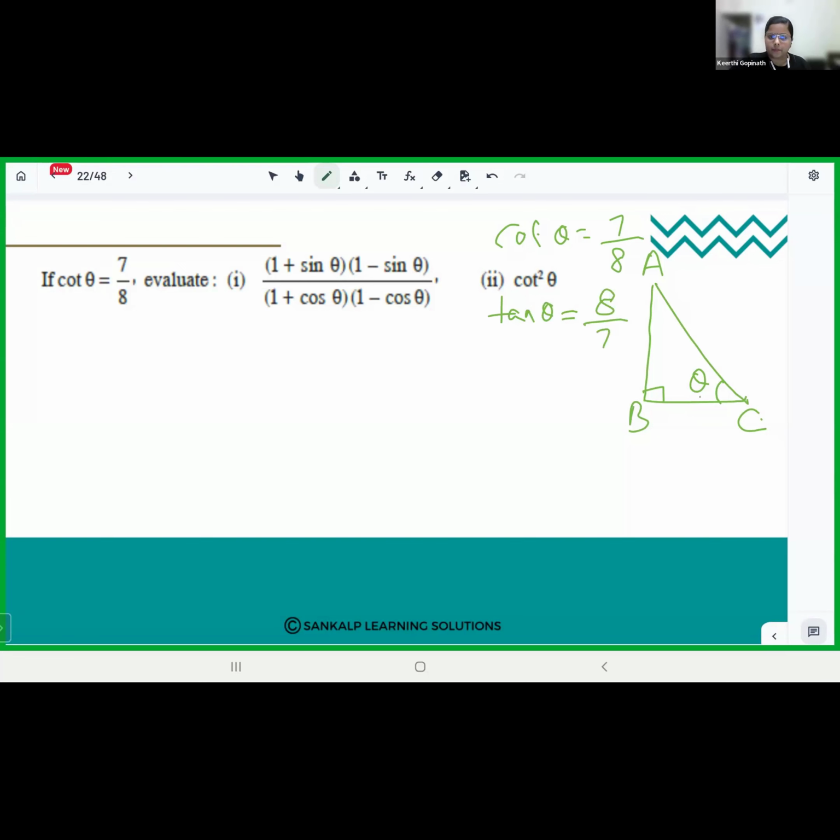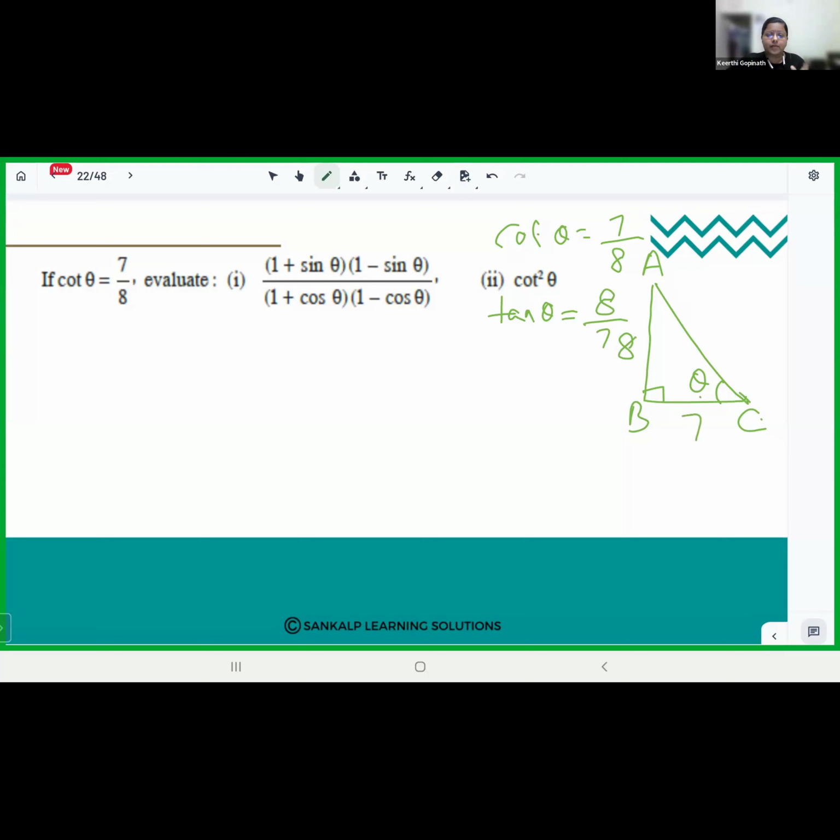Now this is our theta, isn't it? Angle C is given as theta. So what is the opposite side? Opposite side AB will become 8, and the adjacent, since tan theta is equal to opposite by adjacent, the opposite side is 8 and the adjacent side is 7. Is that clear to you?